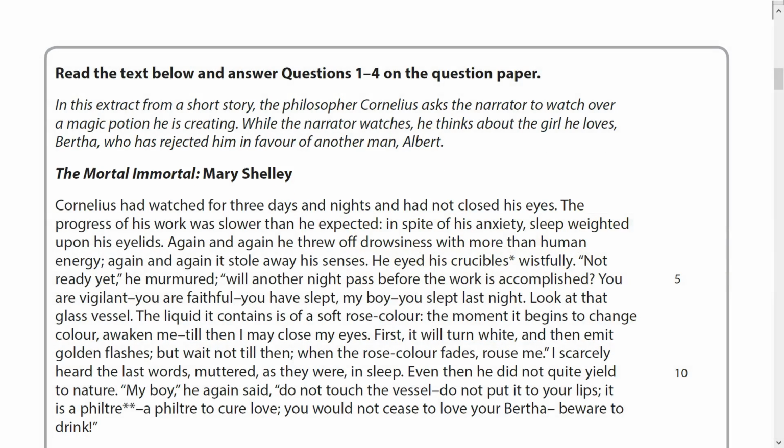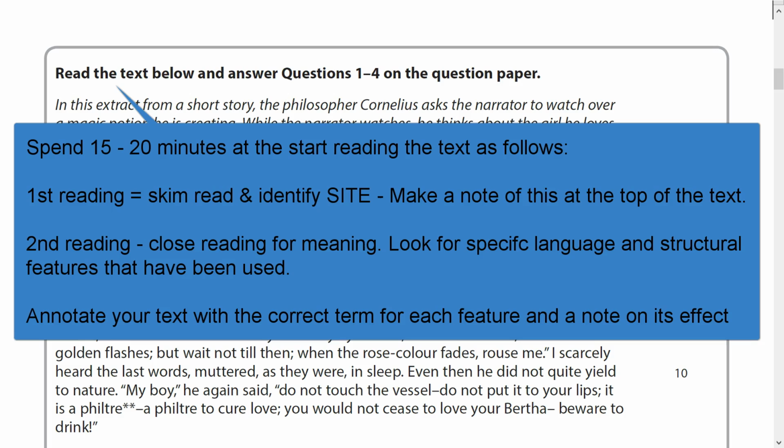reading this extract. And what you need to do initially is to skim read it, and when you're skim reading it, try and get an idea of the themes that are being presented. You could make a note on it using the acronym CITE, so you could make a note about the setting, a general note about the setting, about any ideas that seem to be being presented, about the themes that are being explored, and any important events that are taking place in this extract.